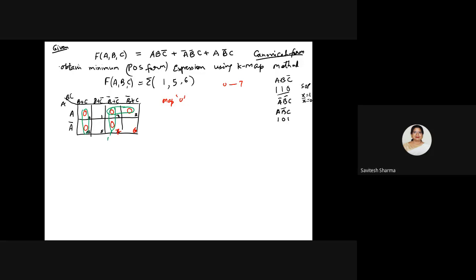Got it? What I am saying is, if you are forming the group again, you are actually adding one more expression, and this will not be your minimum expression. My task here is to get the minimum hardware. Minimum hardware you will get when you have minimum terms, minimum expression, right?